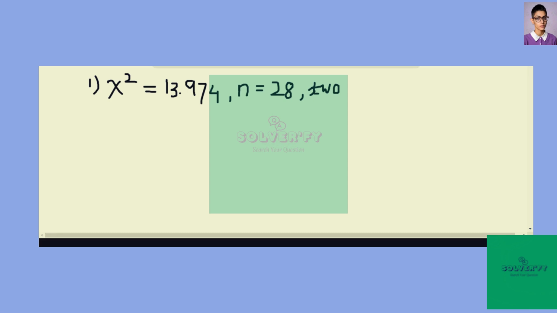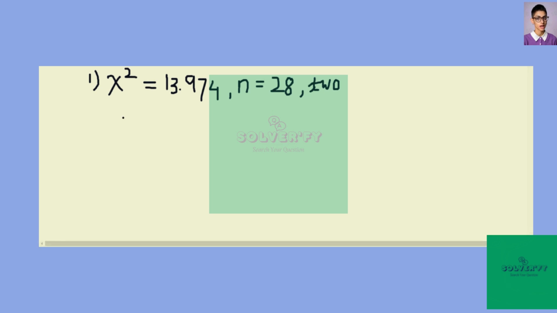In this problem, we have to find the p-value interval for the given chi-square value. We will first find the degrees of freedom. The degrees of freedom equal n minus 1. So, degrees of freedom equal 28 minus 1, which is equal to 27.